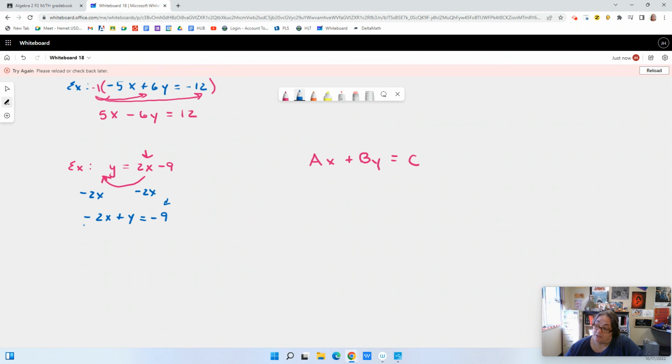The only thing wrong is that we still have a negative on that x, and we need to change it. And so to get it to the form we want, we're going to have to multiply everything by negative 1. When I do that, I get 2x minus y equals positive 9. Because when we multiply times negative 1 or divide by negative 1, all it does is change the signs of everything. And now we've got it in that standard form of the equation.